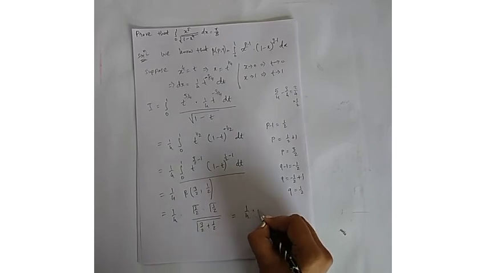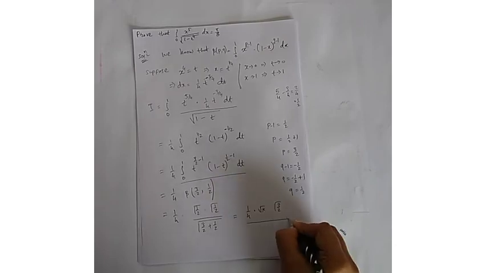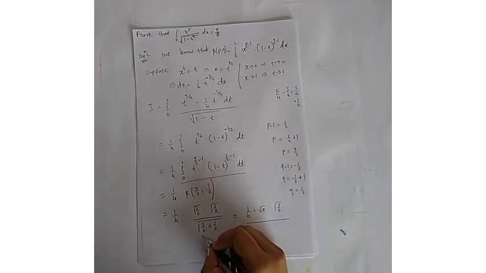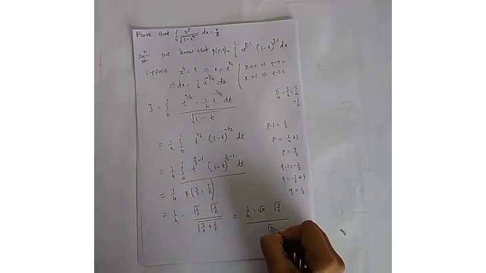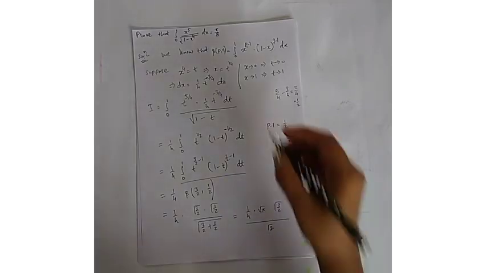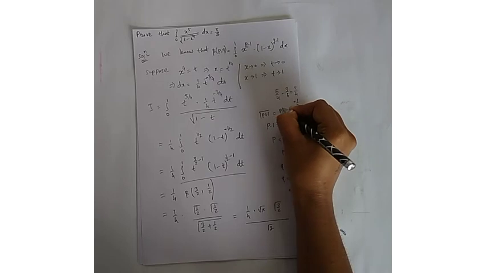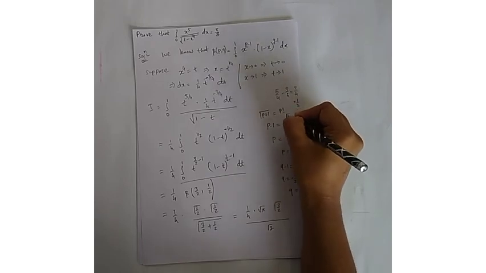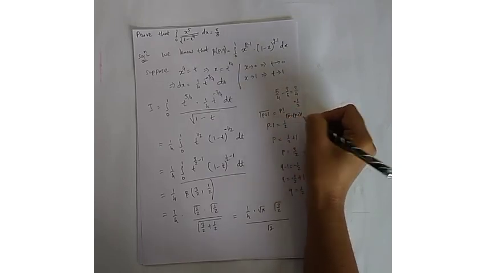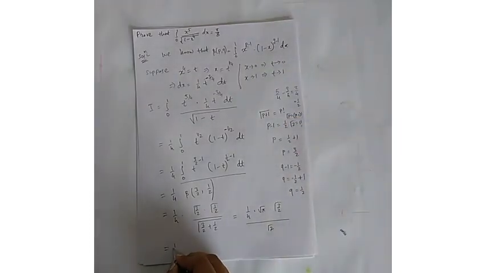So 1 by 4 into square root of pi into gamma 3 by 2, and here is 4 by 2, that is gamma 2. The value of gamma p plus 1 is p factorial, and gamma p is (p minus 1) factorial. So gamma 2 is 1 factorial. So this is equal to 1 by 4 square root of pi.